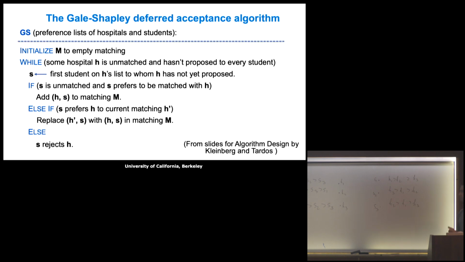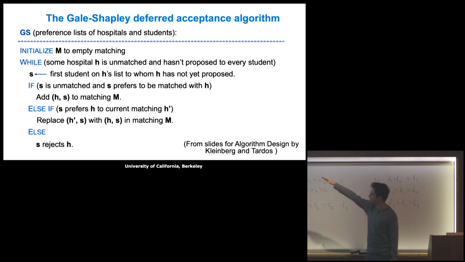So here is the algorithm. It's also known as the deferred acceptance algorithm. And it works as follows. We initialize M to be an empty matching. So we have no pairs between hospitals and students. Then, while we still have some hospitals H that are unmatched and haven't proposed to every student, we choose one hospital, H, and then we look in the hospital's list of preferences and choose the top student, S, that did not receive a proposal from that hospital.